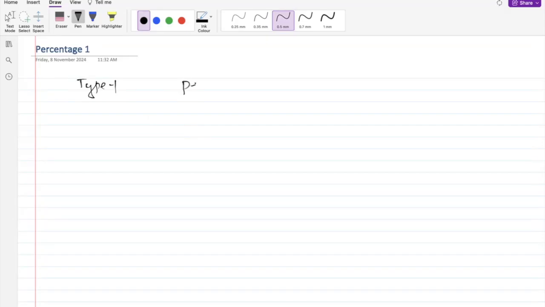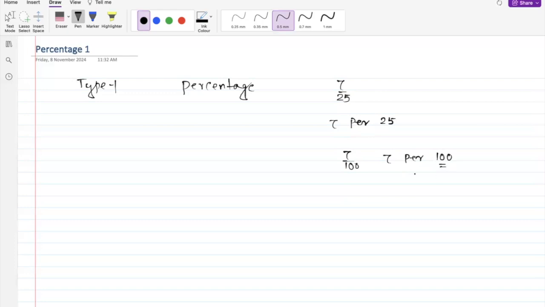Percentage, let me understand a bit of concept first. So if I say 7 by 25, that fraction means 7 per 25 or 7 out of 25. But if I say 7 by 100, that means it's also a fraction, which is 7 per 100.